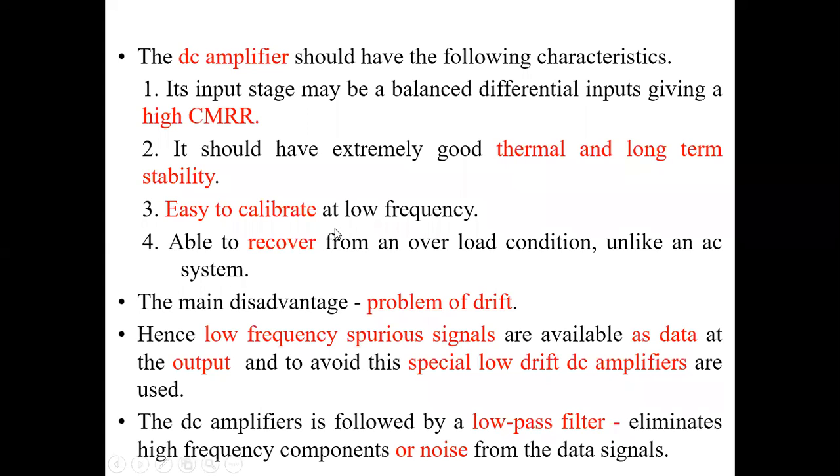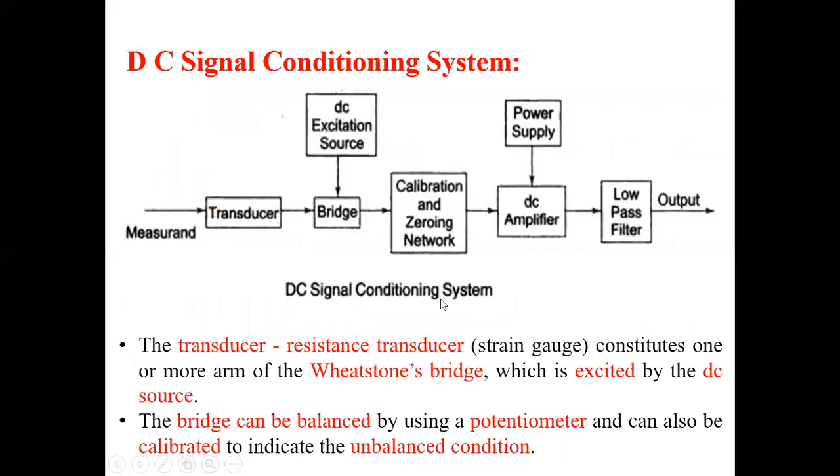So in this system, the problem is nothing but the drift. Drift is nothing but this: whenever the output of the bridge is connected to the DC amplifier, if any DC component is present in the output of the bridge, that will be further amplified by the DC amplifier. And therefore the output will have some spurious signal data. Spurious signal is nothing but the unwanted signal, that is, unwanted data is present at the output side. So that is in the case of the DC signal condition system.